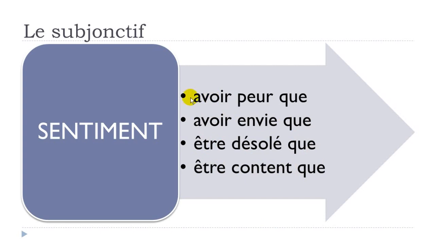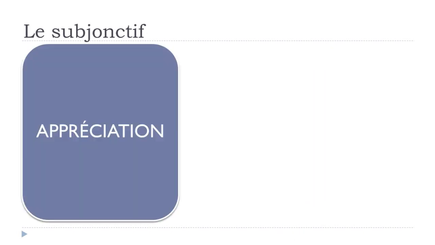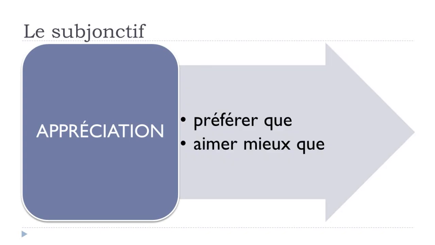Okay, all right. For these structures, you should use a subjunctive after. So they should be followed by une forme subjunctive. Okay, and then let's see une appréciation. For instance, we could have préférer que, to prefer. Aimer mieux, mieux is better. Aimer, to like or to love, better that. Aimer mieux que, and then these structures should be followed by une forme subjunctive.